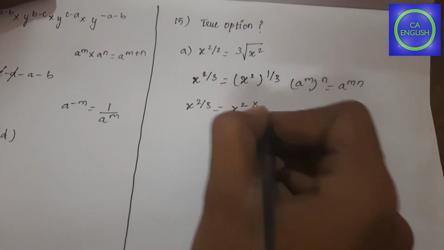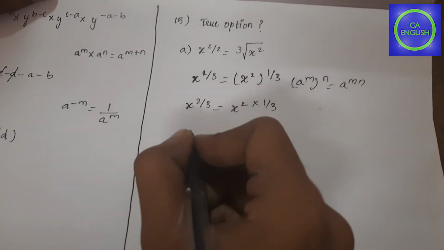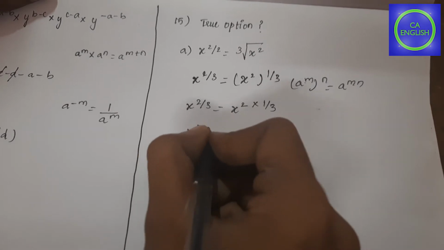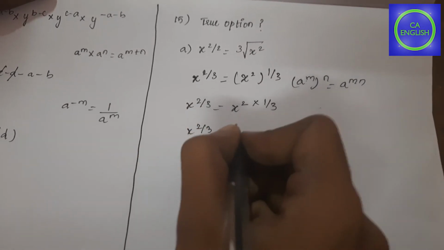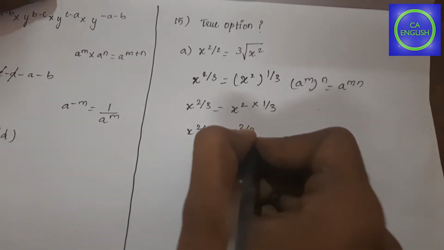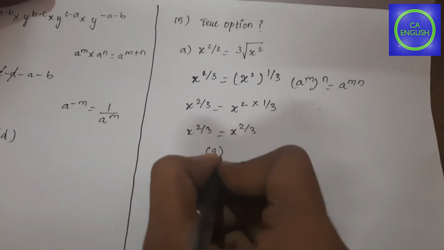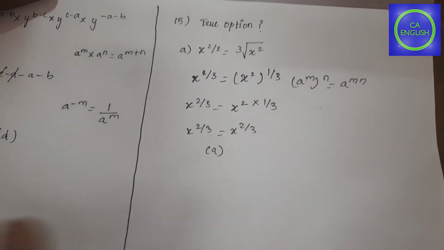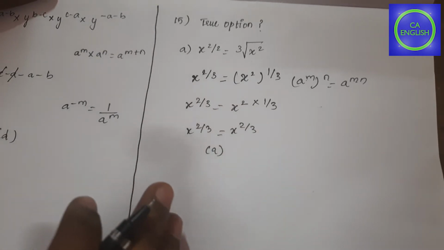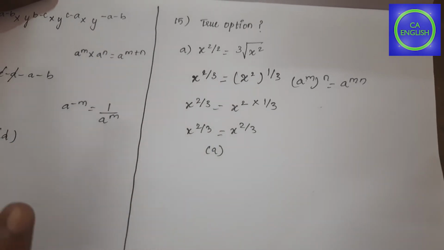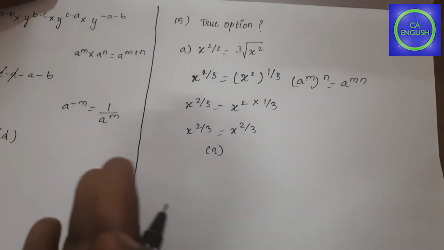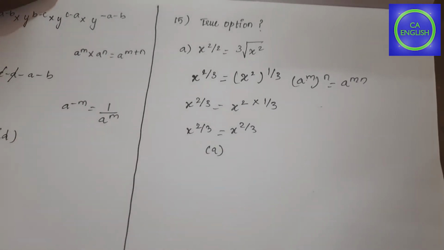x power 2 into 1 by 3. We can write like this. Now x power 2 by 3 is equal to, if we multiply it, the answer will be x power 2 by 3. Both are equal, so the answer option A is right. In this sum, the option A is right, so this sum is so simple to solve. If the option is changed in exam, do carefully and do properly using the laws.